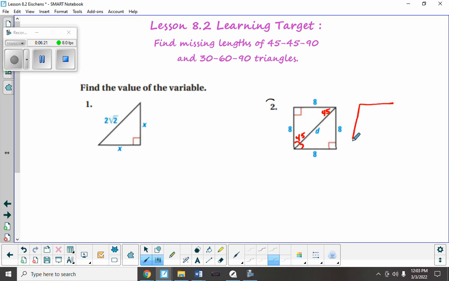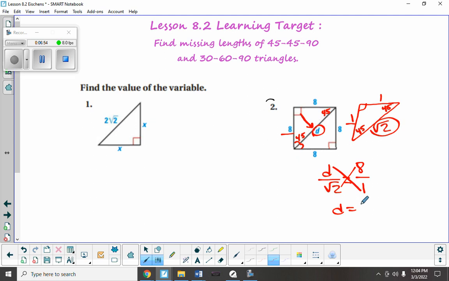So to find D, we'll just take the top triangle here, the one on the left. This is 45. This is 45. And again, your basic 45, 45, 90 is 1, 1, root 2. So we're looking for D. Well, that D is the hypotenuse, so it corresponds to this. So we would say D is to the square root of 2 as 8 is to 1. So if we cross multiply, D times 1 is D, and that equals 8 times the square root of 2. So there is your answer.